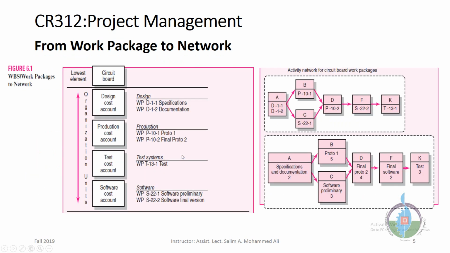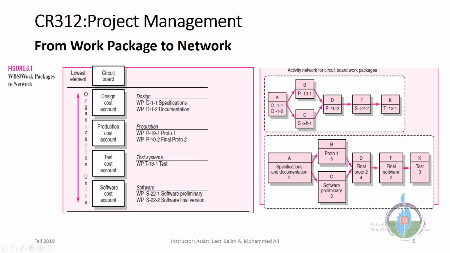Suppose that since we have 2 paths here, A, B, D, F, K, and A, C, D, F, K, suppose that A, B, D, F, K is the critical path. Why? Because B has a longer time than C.